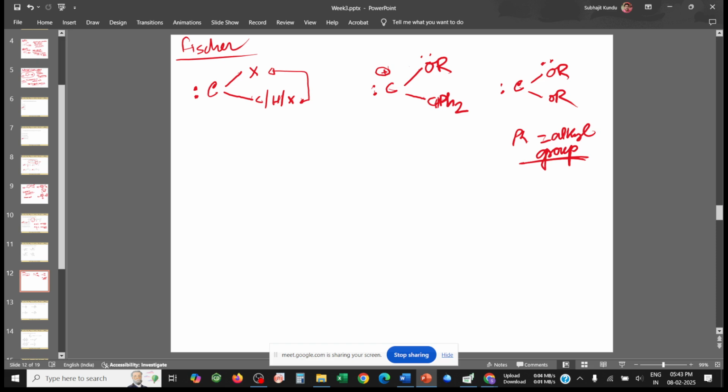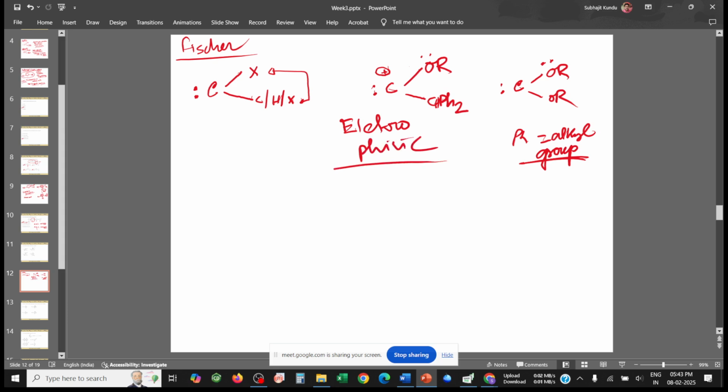That's why Fischer types of carbene, when reacting with a metal center, that metal center should be electron rich. That means metal with a negative charge on it, or a low valent metal, is preferred to bind with the Fischer types of carbene.